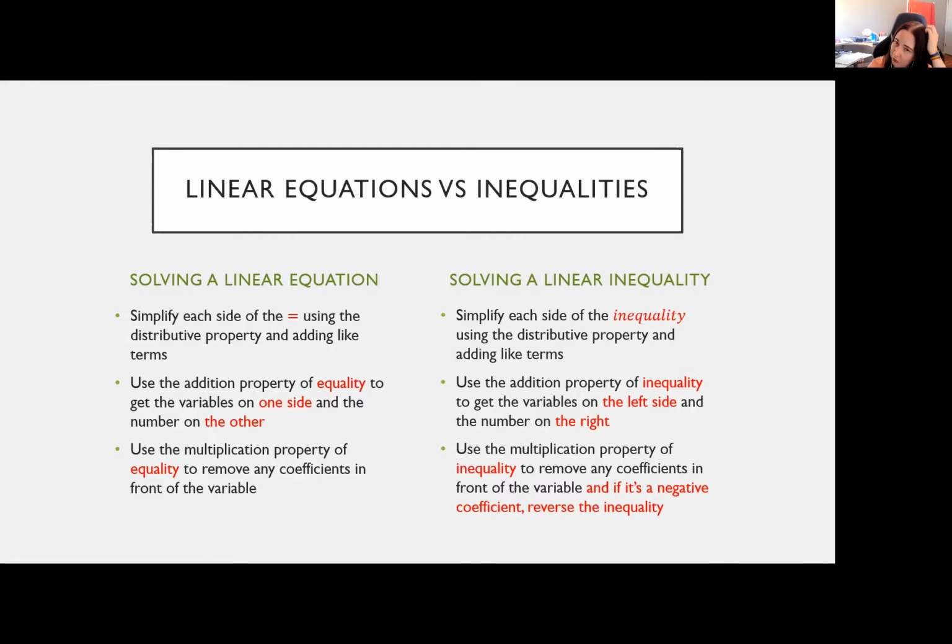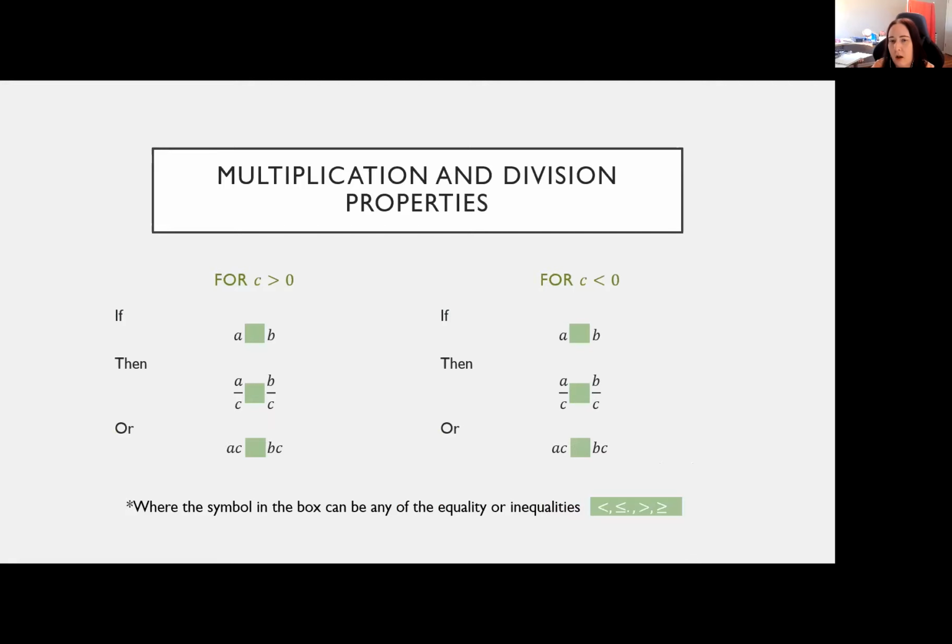I'm going to go through this as if you've already seen the rules for the addition and subtraction properties of inequalities, because that comes first. I have a video on that. Let's now learn the multiplication and division rules.